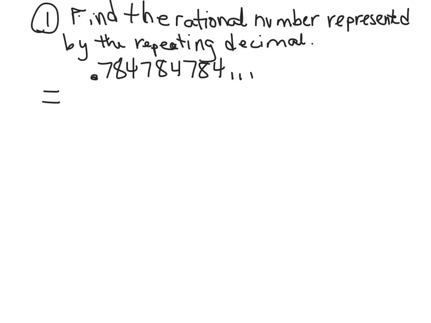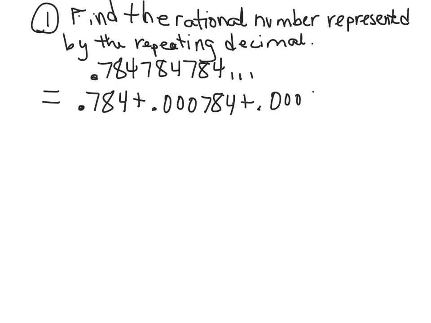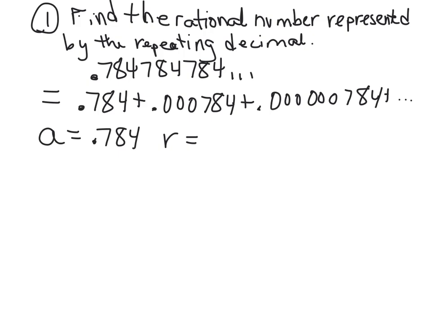So you can think of this as the first term being 0.784, and then plus the second term of 0.000784, and the third term as being 0.000000784, plus, and so on and so forth. So a is the first term, 0.784, and r, what we're going to be multiplying to get from one term to the next, the common ratio, is 0.001, which is the same thing as the fraction 1/1000.